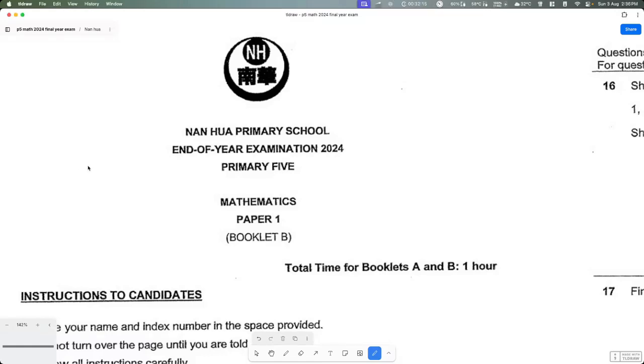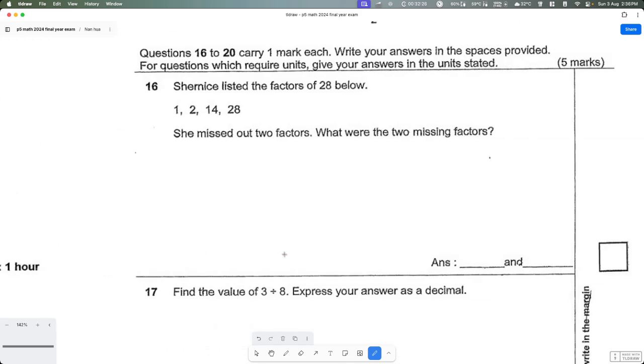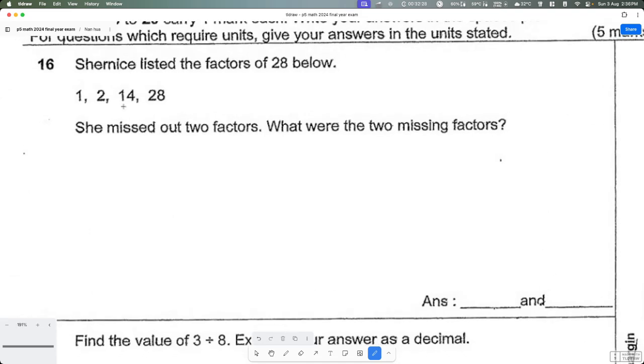In this video, we are going to go through the Nanhua Primary School End of Year Examination 2024 Primary 5 Math Paper 1 Booklet B. So let's get started. Question 16.